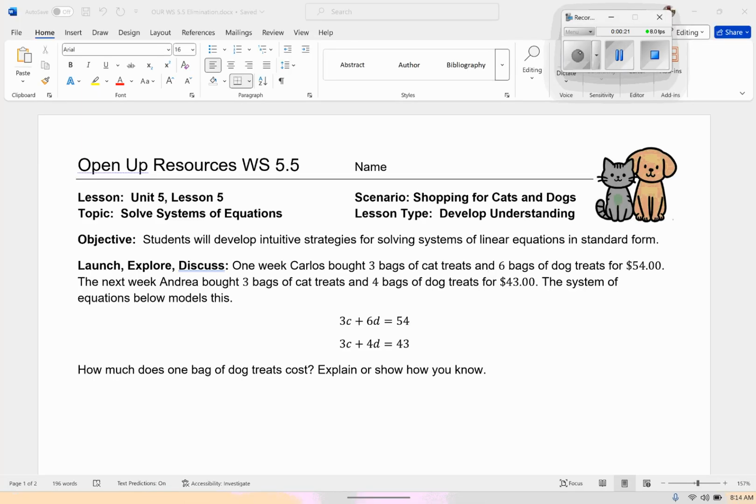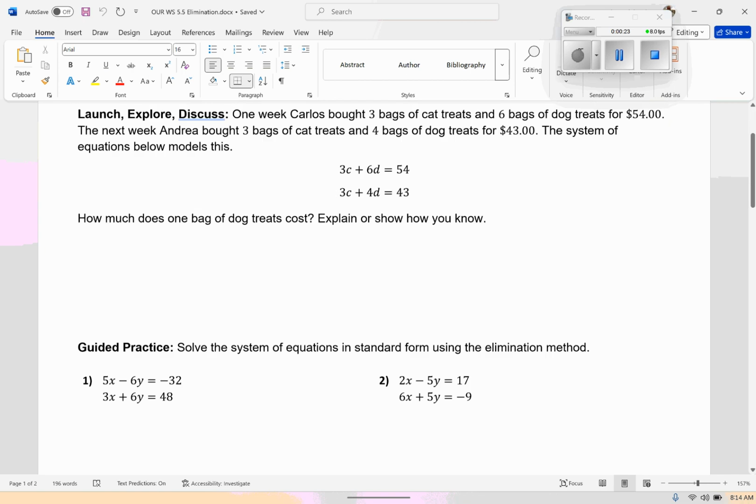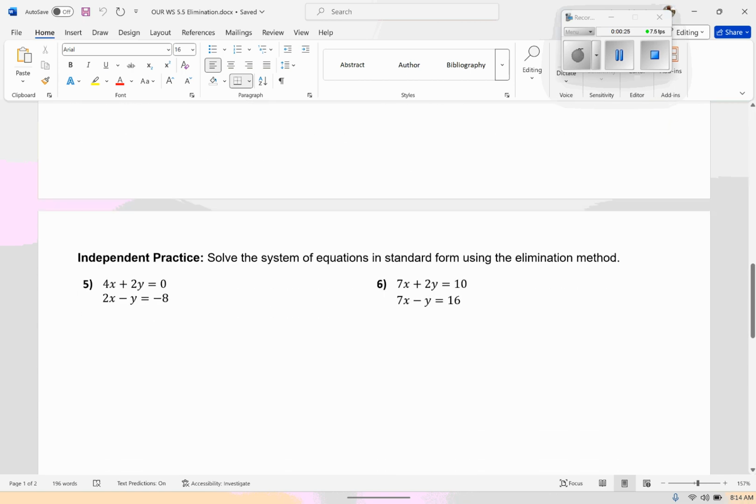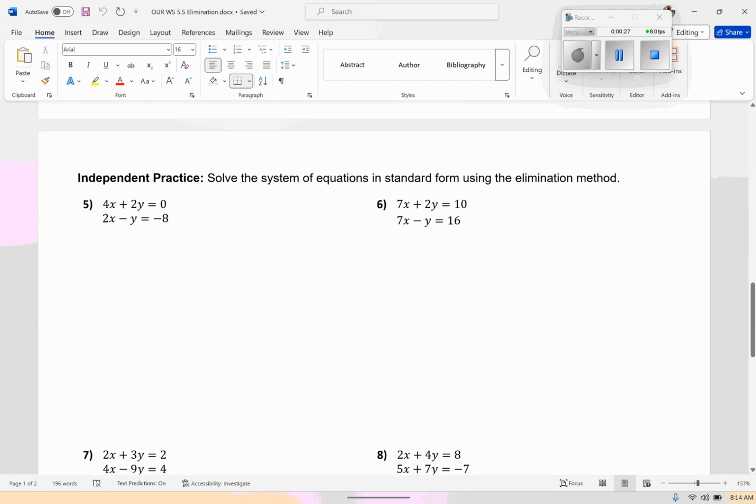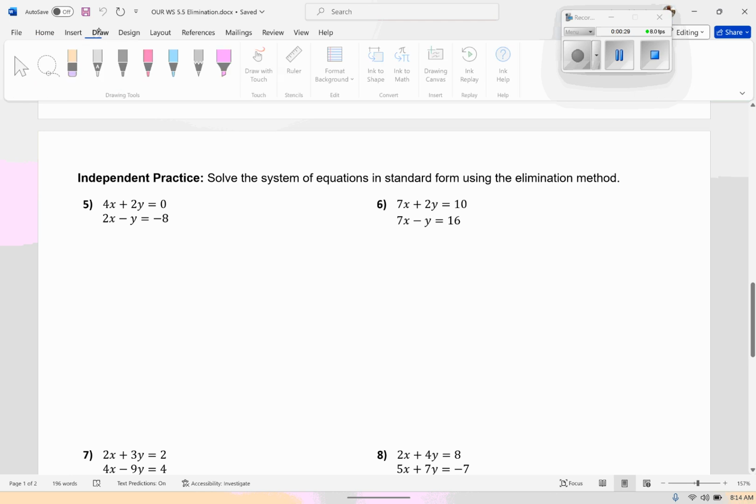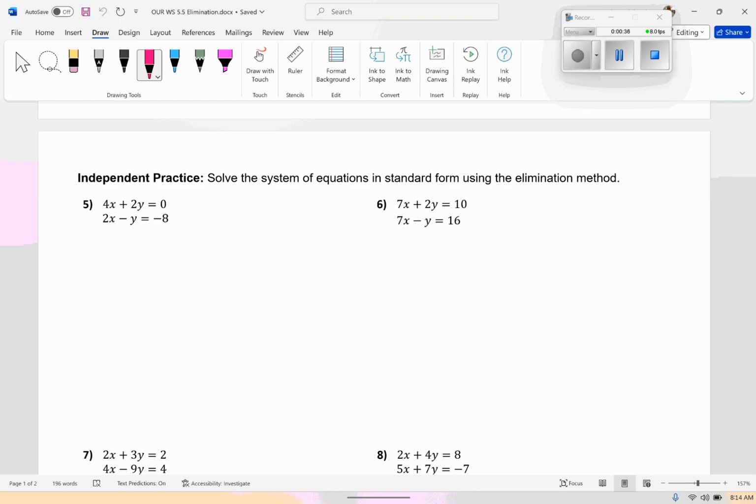So this will be the back page of this worksheet 5.5. If you remember, we are doing elimination. So what we want to do here is we're taking a look at the equation. It doesn't look like we can cancel, but I think I'm going to get rid of the y's. So I'm going to multiply the entire bottom equation by 2. Top equation is going to stay the exact same.